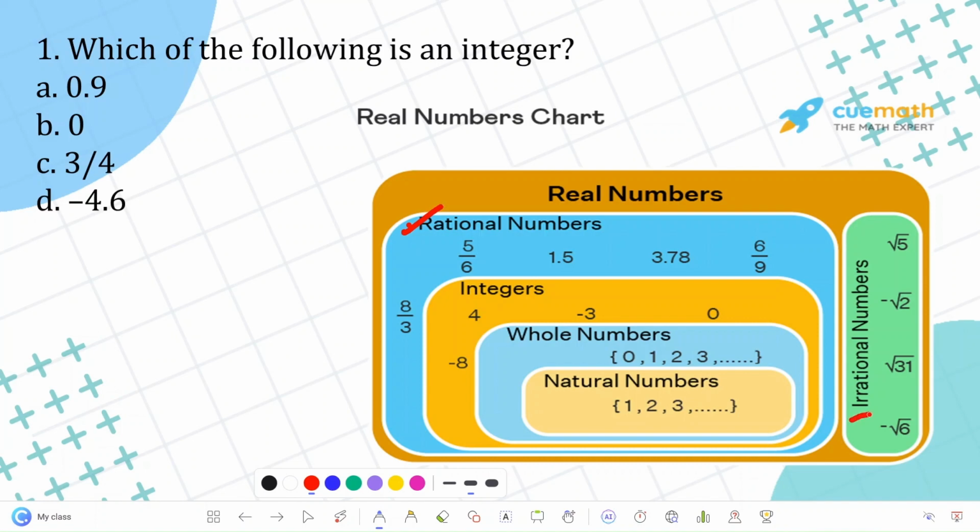Ano po ba ang mga rational numbers? Ang rational numbers, kung nakikita po ninyo sa ilalim ng real numbers, ito po ay ang mga numbers that can be expressed as a fraction. Meron po tayo ditong 8/3, 5/6, 1.5, 3.78, and 6.9. Kasama po dito ang mga whole numbers, ang mga integers. Kasi po, ang 1 can be expressed as 1/1 or sometimes 2/2. So, rational numbers po ang integers.